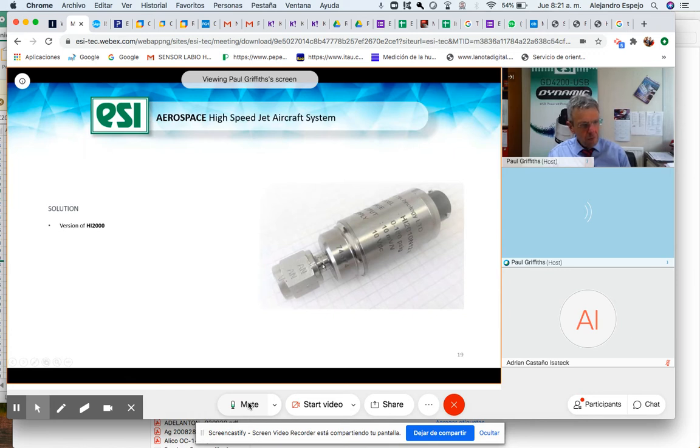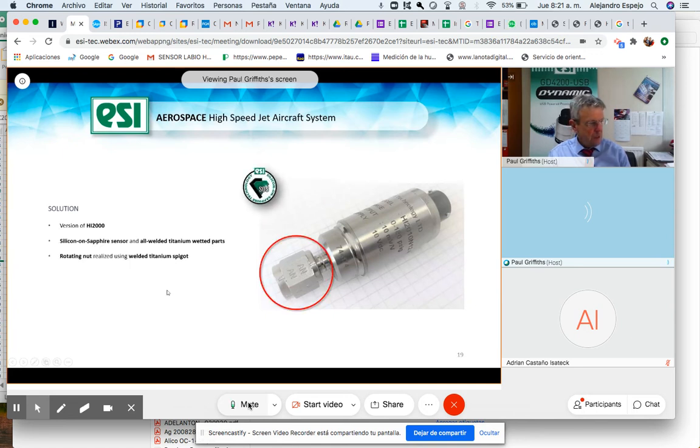And we weld a sort of spigot to the transmitter. So the sensor doesn't have a thread as such. We weld a small piece of titanium and then use this aerospace nut. So that rotates, so there's no twisting of the transducer. And again, a small housing. So it's a rotating nut.